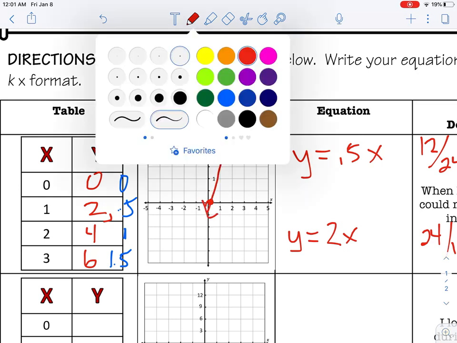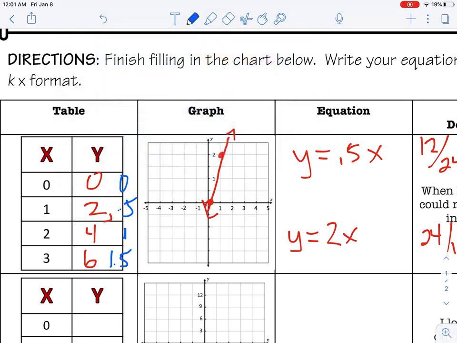If I'm doing the blue one, again, I'm going to do 0, 0. This one goes by 0.5s, so 1 will be right there. If I go 2, I'm going to be on 1. If I go 3, I'm going to be on 1.5. So my line could look like that.